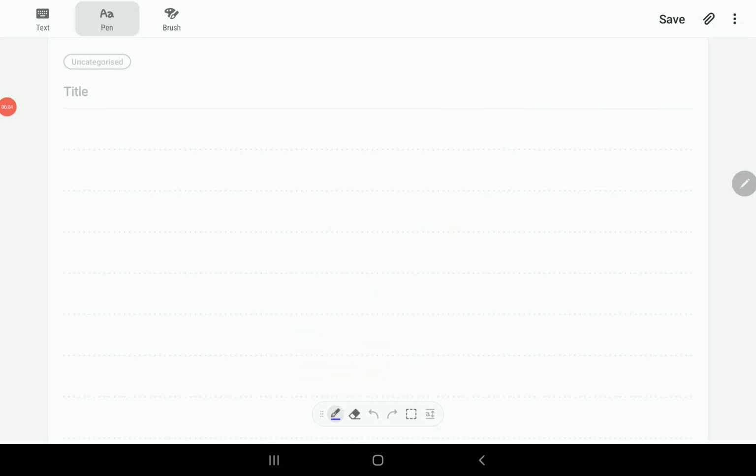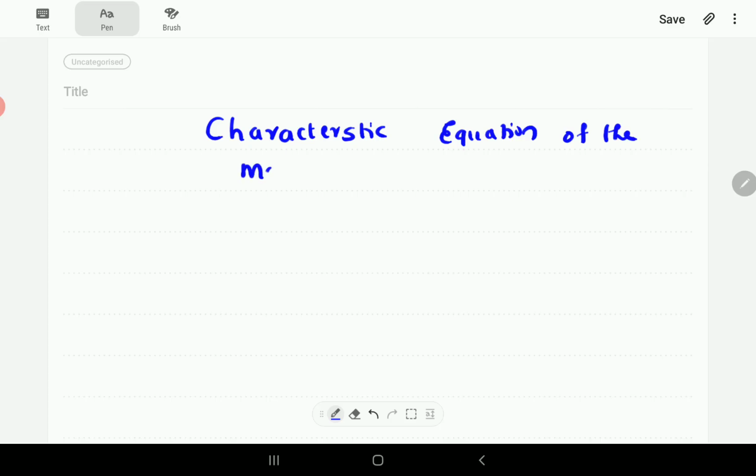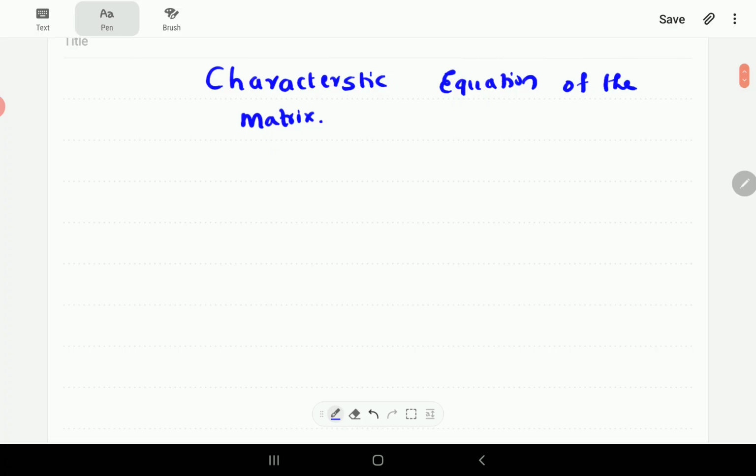Today we are going to discuss the characteristic equation of the matrix. What do you mean by characteristic equation of the matrix, and how do we find it out? That will be the discussion of today.